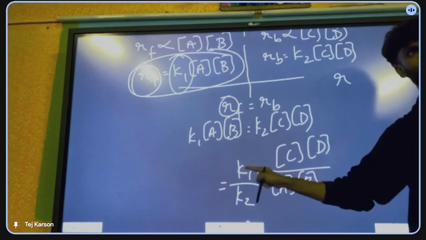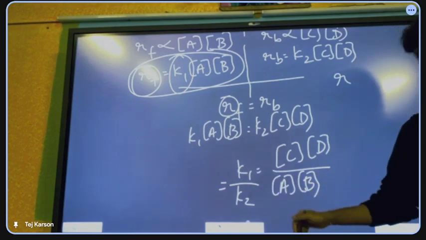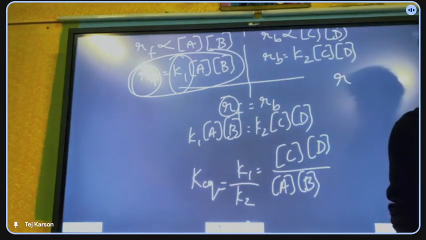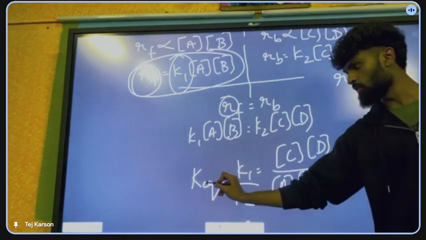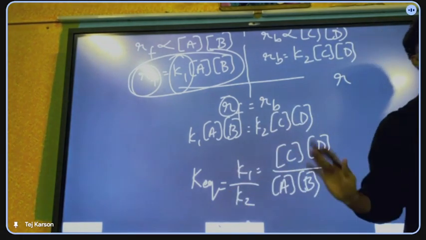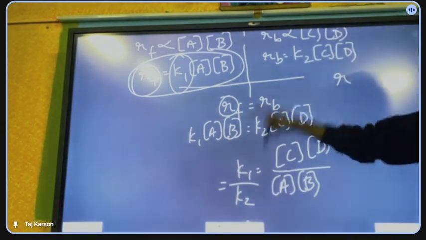The rate constant of the forward reaction by the rate constant of the backward reaction will be called the equilibrium constant. Understood? I'll write K, but I'm going to write equilibrium because at this state it attains equilibrium. That's the meaning of it. Okay. At this point of time, don't write it. The next step will do it. But any doubt here? No?